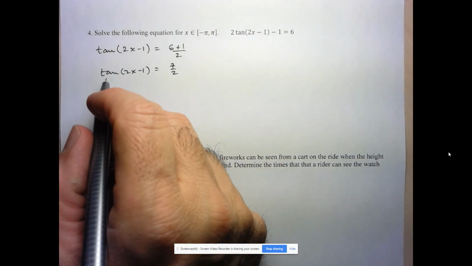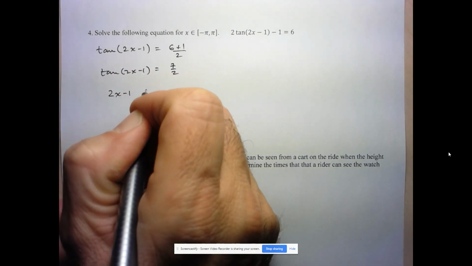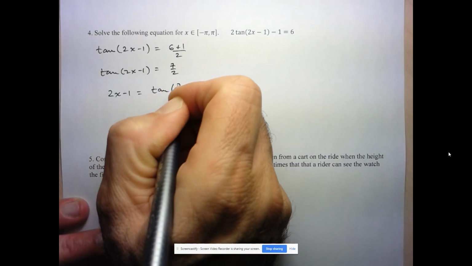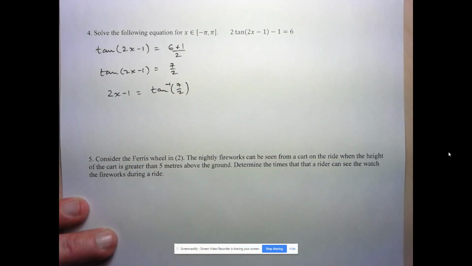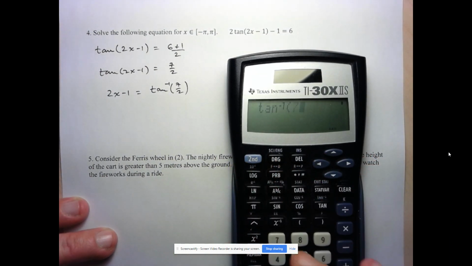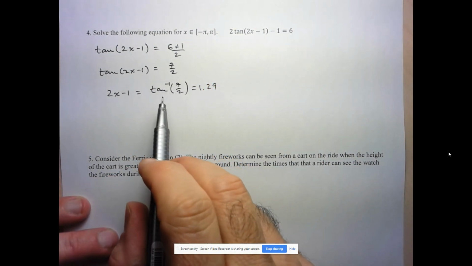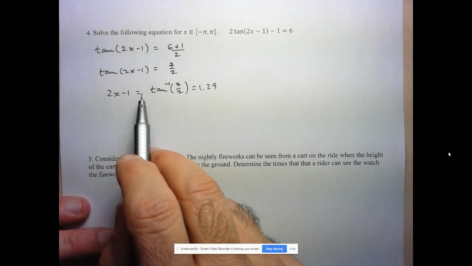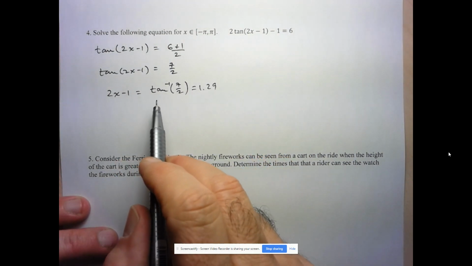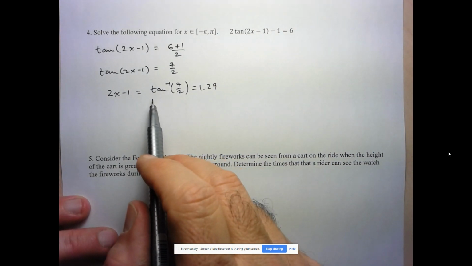Now we can use the inverse tangent function to solve for 2x minus 1. So that's tan inverse of 7 over 2, and let's just calculate that here. Inverse tangent of 7 over 2 gives us 1.29. Now, because we're working with a tangent function, we don't need to find that second answer. It's going to come out naturally by using the period of the tangent function, which is half as large as that of the sine or cosine function.